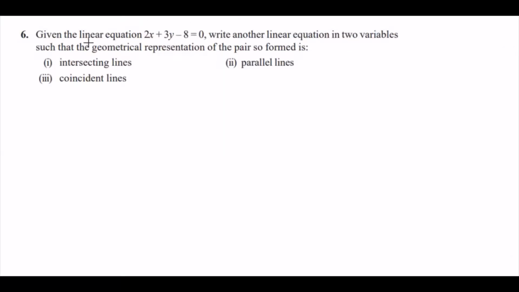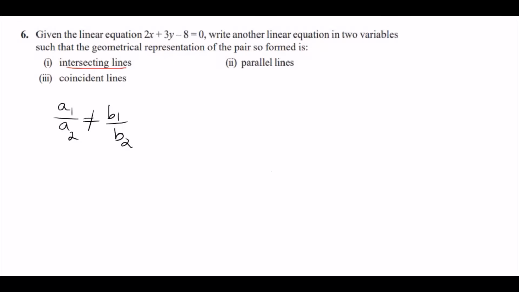Sixth question is, given the linear equation 2x plus 3y minus 8 equal to 0, write another linear equation in 2 variables such that the geometrical representation of the pair so formed is intersecting lines, parallel lines and coincident lines. So let's check for the intersecting lines. You know the condition for getting intersecting lines, that is the ratio of their coefficients is a1 by a2 not equal to b1 by b2.